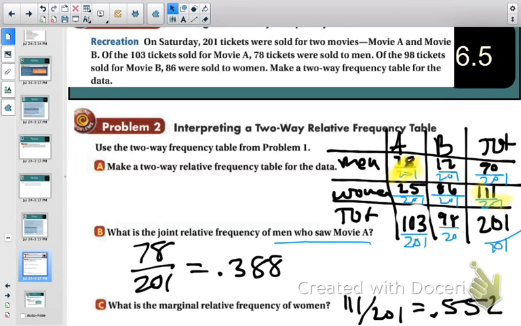Alright, anyway, so it says, what is the joint relative frequency for men who saw movie A? So you're just looking at that section, and it ended up being 78 out of 201. I changed it to a decimal, it's 0.388.